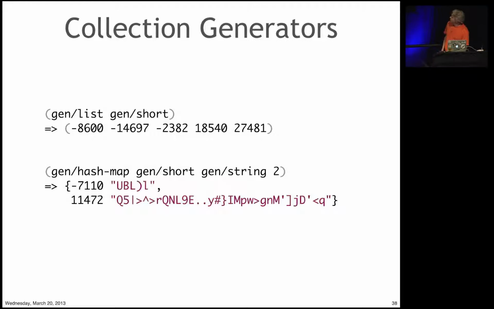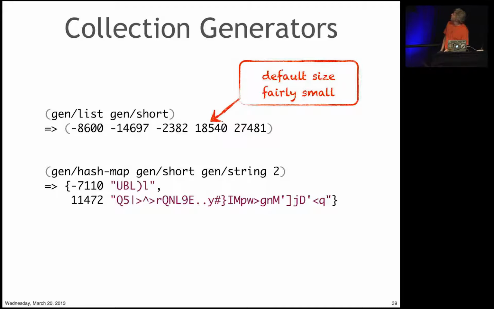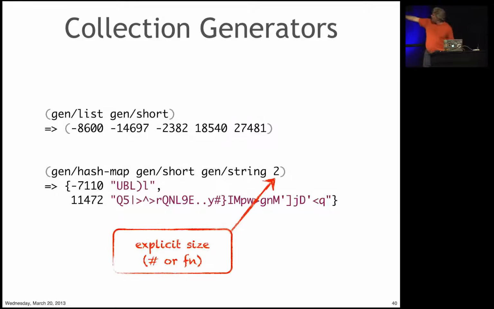So the collection generators: again, if I say give me a list of shorts, the default size of that list is fairly small. It's not 5. There's actually a sizer. It's a geometric distribution. I can't remember the parameter. I picked something that doesn't make things that are likely to exhaust memory when you ask for default things. But you can then say, by passing in an explicit number or a function that returns a number, make me a collection of a particular size.